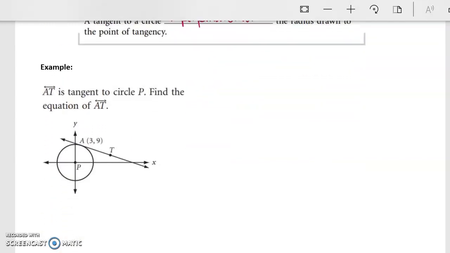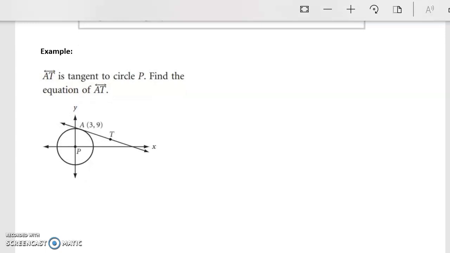All right, so I have an example that we're going to take a look at here. We know that line AT is tangent to circle P, whose center is the origin, and we're going to find the equation. So this is a good coordinate geometry review question. Using what we just learned, if I draw my radius, segment AP, it is perpendicular. And what do I know about segments or lines that are perpendicular?